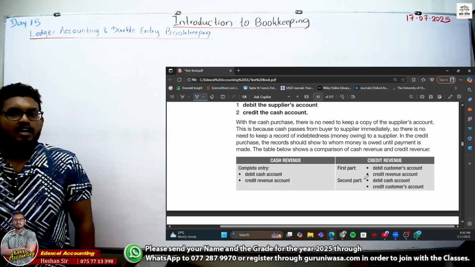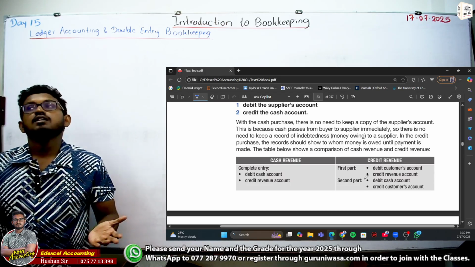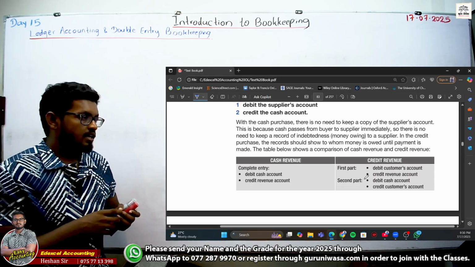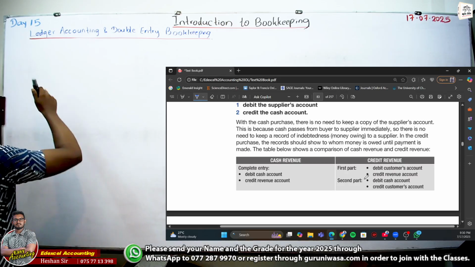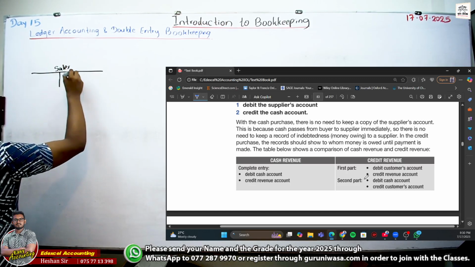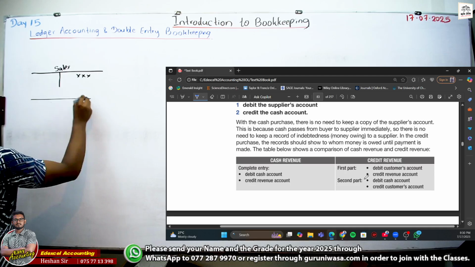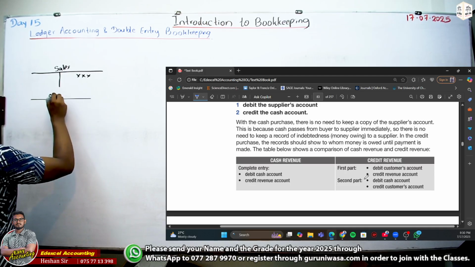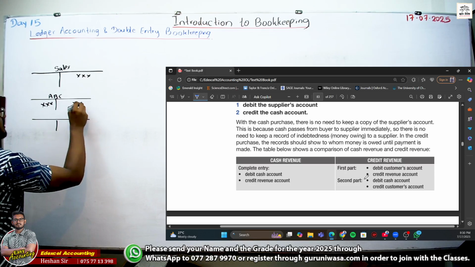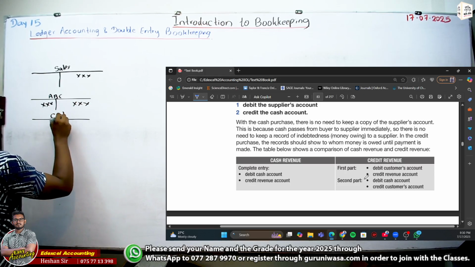Customers account debit, they are our debtors. When they are paying back, customer account credit, cash account debit. Now these are temporary accounts. For example, if I take credit sales, sales account credit. Let's take ABC debtor, customer account debit. When they pay back, ABC account credit, cash account debit, right?